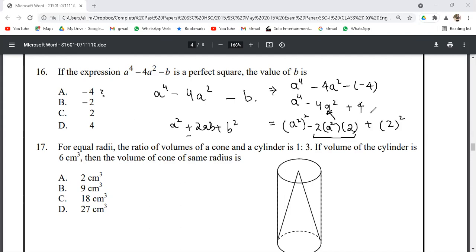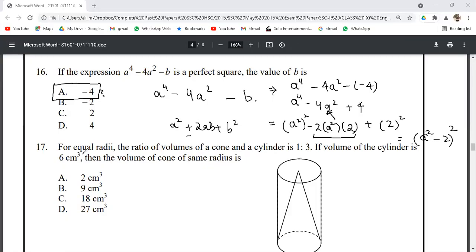इस क्वेश्चन के अंदर अगर b की जगह वैल्यू -4 पुट की जाए तो हमारे पास जो एक्सप्रेशन आएगा वो एक परफेक्ट स्क्वायर आएगा, जो कि हमने यहाँ पर सॉल्व करके दिखाया. So the perfect square will be a square minus 2 whole square. So the correct option is option A. अगर इसी तरह से हम b की जगह रिमेनिंग वैल्यूज को पुट करके देखें तो हमारे पास इक्वेशन परफेक्ट स्क्वायर फॉर्म नहीं होगा.